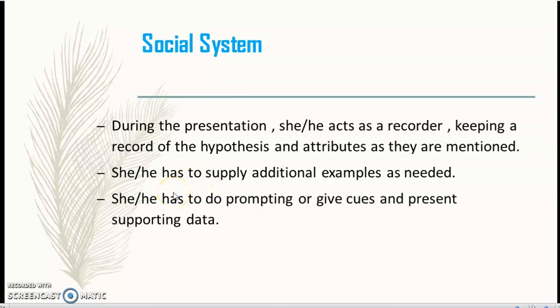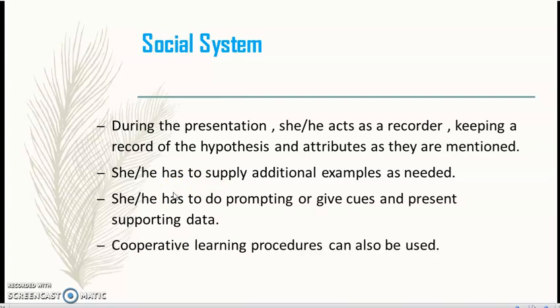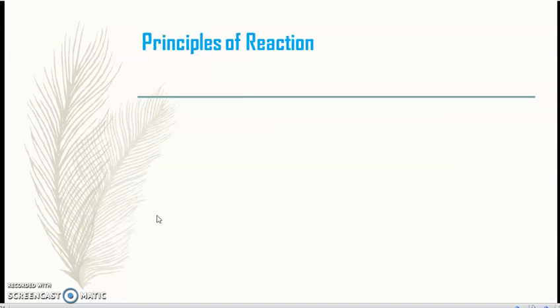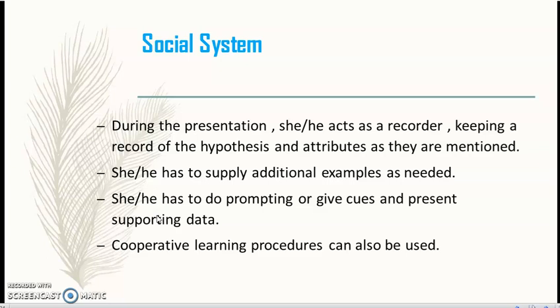He or she has to do prompting or give cues and present supporting data as and when needed. Cooperative learning procedures can also be used, which include various strategies which can help you proceed with the concept attainment model. So this was about the social system, or the condition or the interaction that we would see in a classroom wherein the concept attainment model is being implemented.